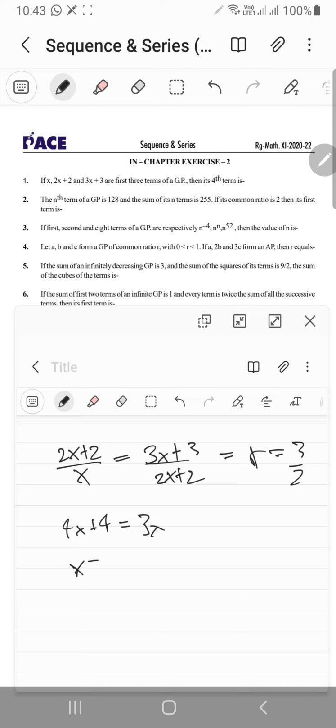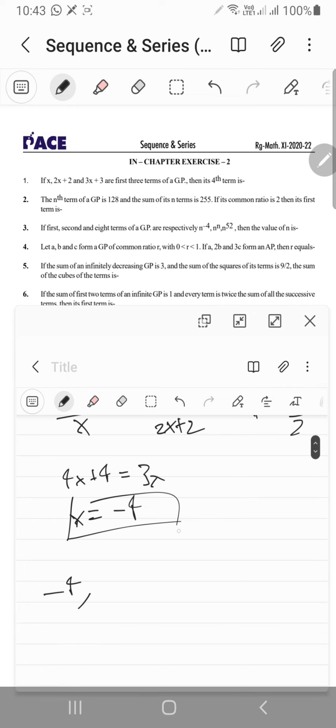Yeah, that means 4x plus 4 equal to 3x. So x is negative 4. That is weird. Fine, x is negative 4. Putting that into this, you just get negative 4, then multiply by 3 by 2, so it's negative 6, and then this is negative 9, and so on. Then its fourth term is that times 3 by 2, right, which will be negative 27 upon 2.